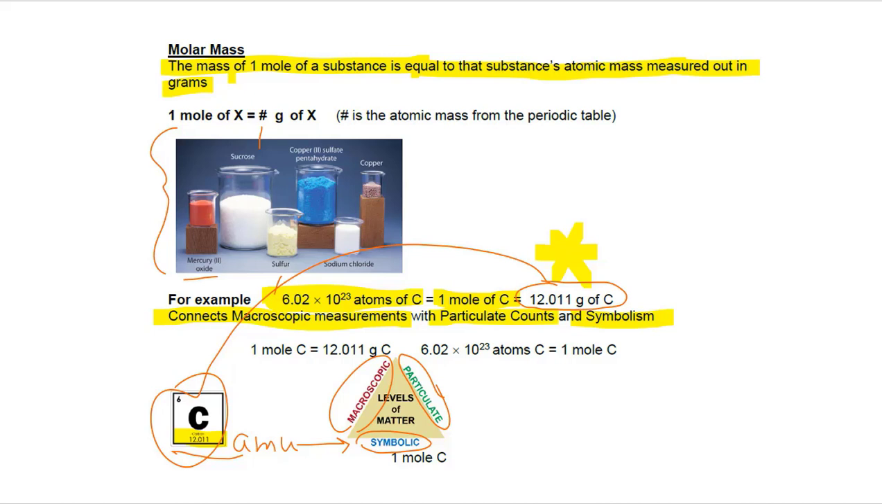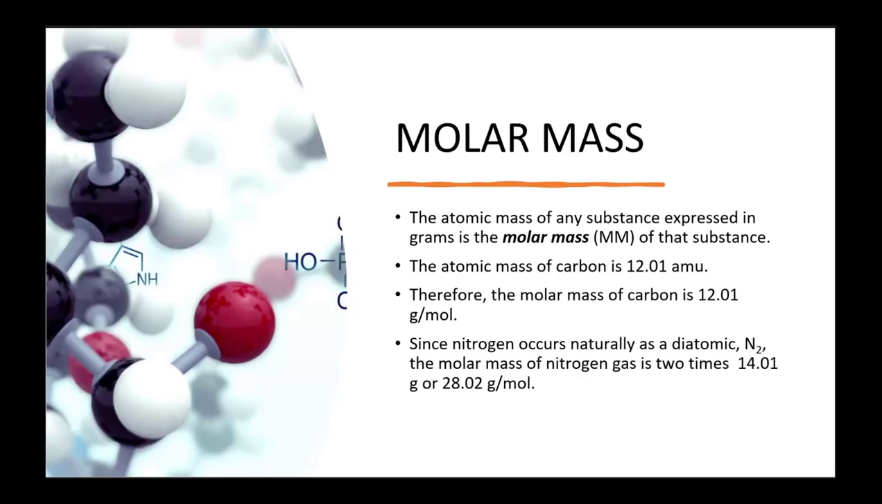It would be like if I said I had a dozen eggs and a dozen cars. Okay, so we still have the same number of eggs and cars, but they are going to weigh differently and they will take up a different amount of space. Same is true with chemicals and compounds. So the molar mass is the atomic mass of any substance expressed in grams. So we say that that's the molar mass of a substance.